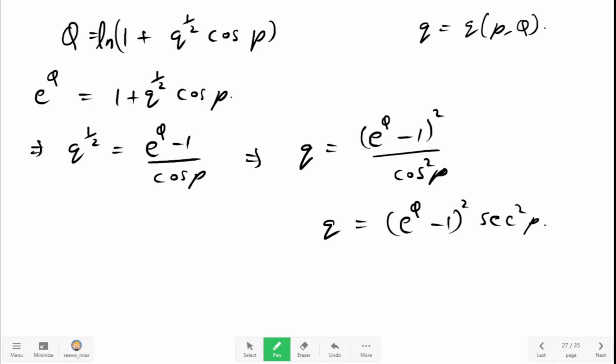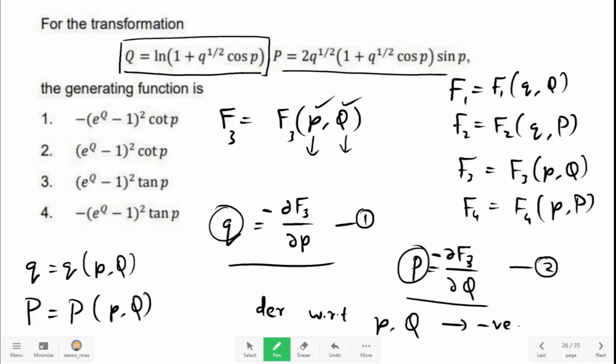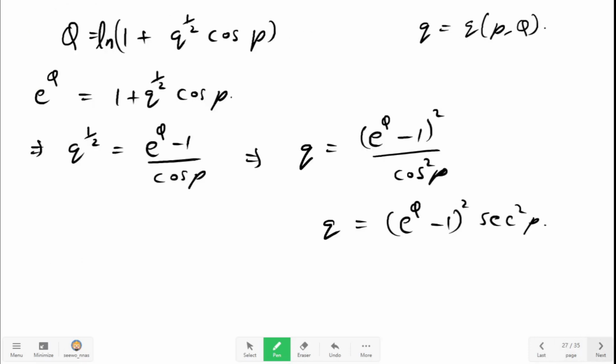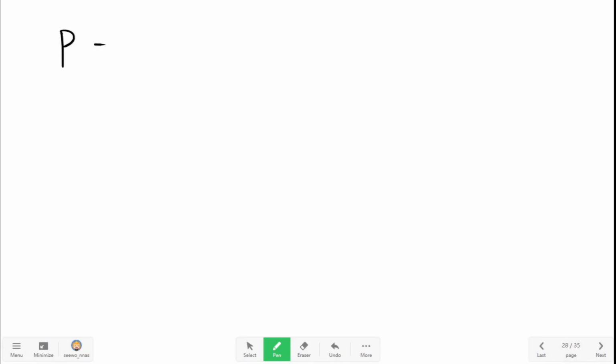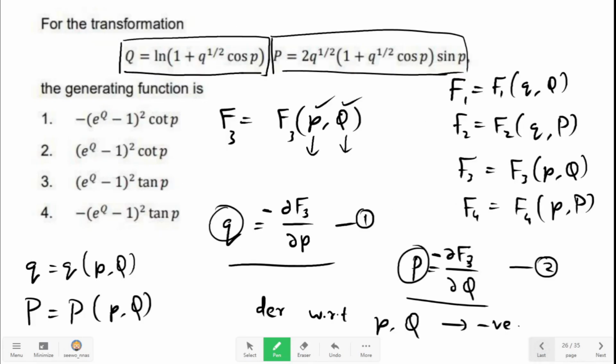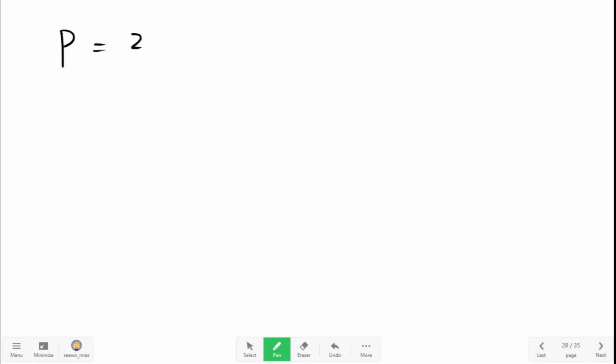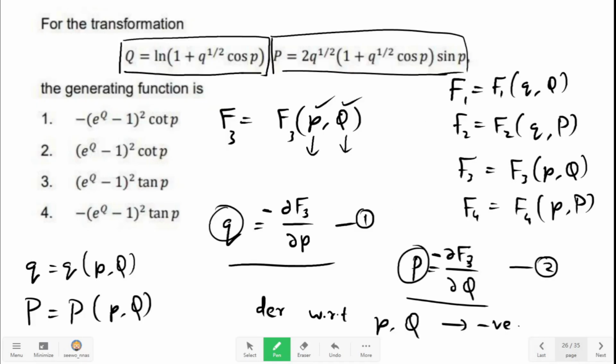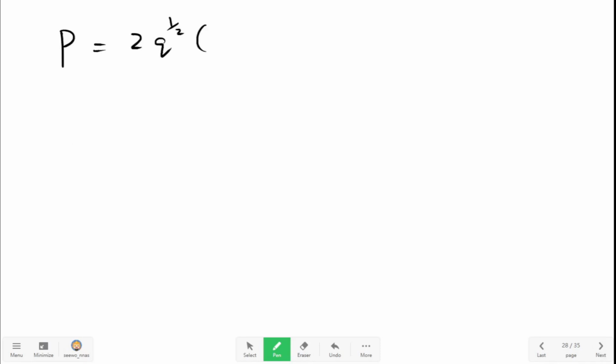Now let us express capital P as a function of small p and capital Q using the second relation. So we are given capital P is equal to two q raised to 1 by 2 times 1 plus q raised to 1 by 2 cos p times sin p.